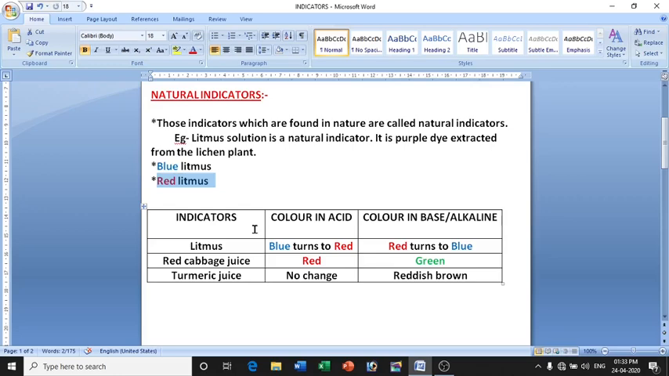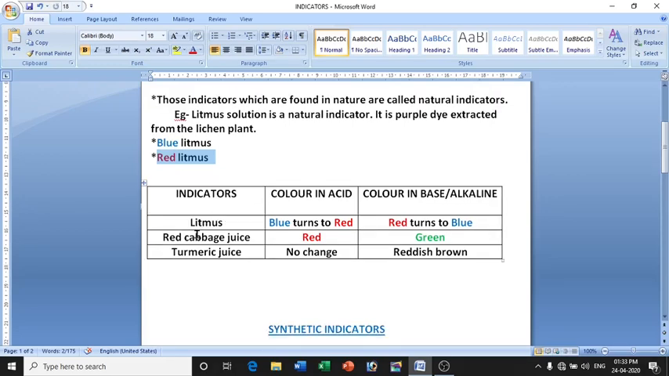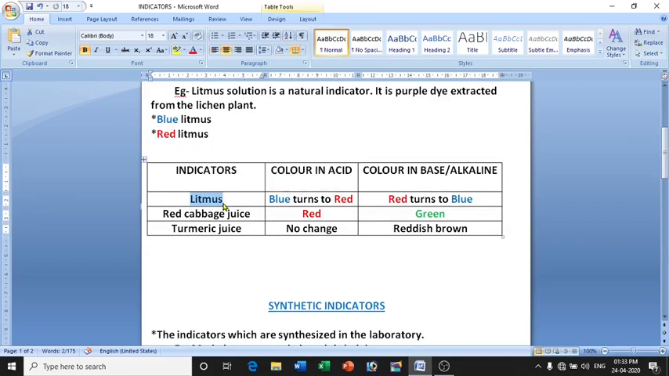So here we have a table of three indicators with respect to acid and base, and how they behave. First of all, we have litmus solution. When it is treated with acidic solution, the blue litmus turns red. At the same time, when it is treated with basic solution, the red litmus turns blue. So you should remember this point when it is treated with acid or base.